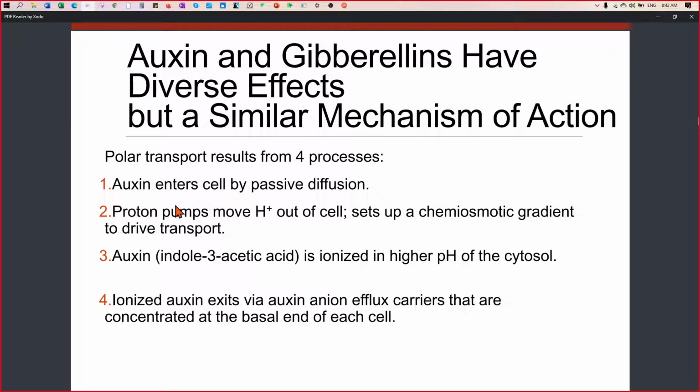So auxin enters the cell by passive diffusion. There is no specific gate or protein needed to transport auxin. It causes the proton pumps to pump hydrogen out of cells to make one side more acidic than the other. Remember, when you have lots of hydrogen ions, H plus, on one side, this side is acidic compared to this side.